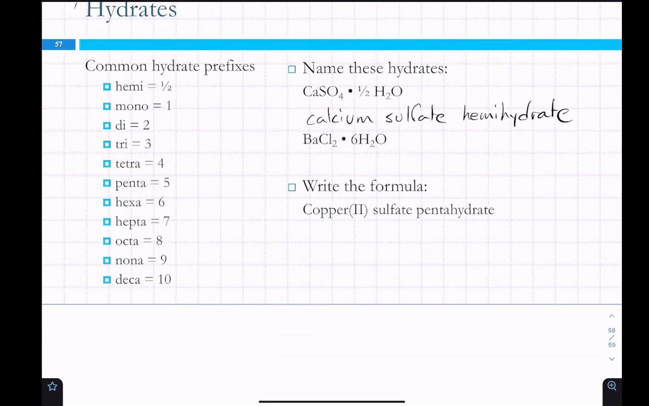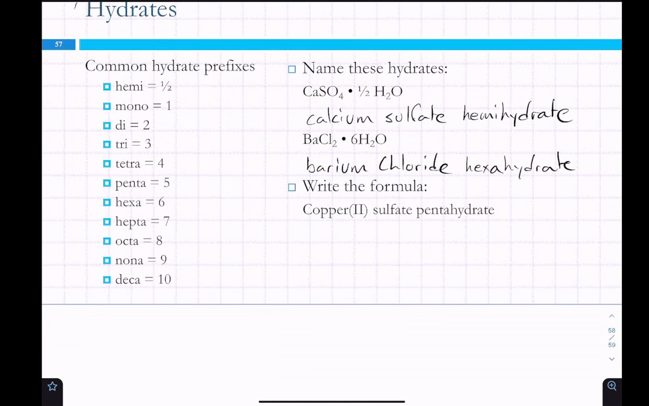Barium chloride hexahydrate. And then in the formulas, this isn't just a weird thing that I decided to put in here. The dot is part of it. The dot shows that it is a hydrate and that those two are related.